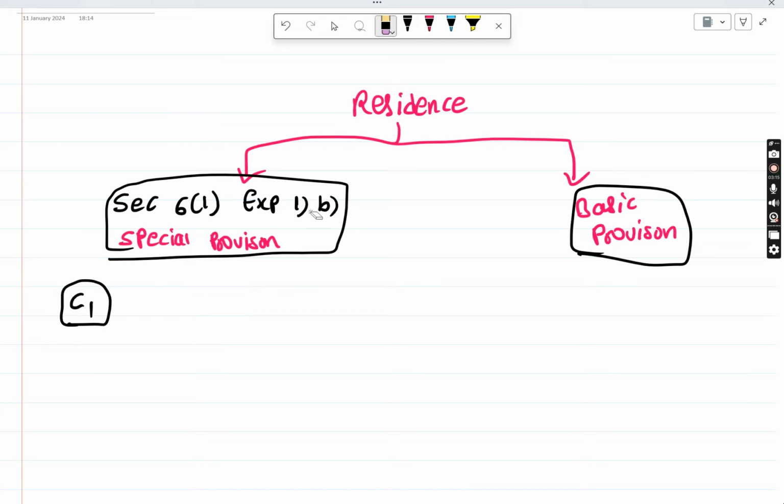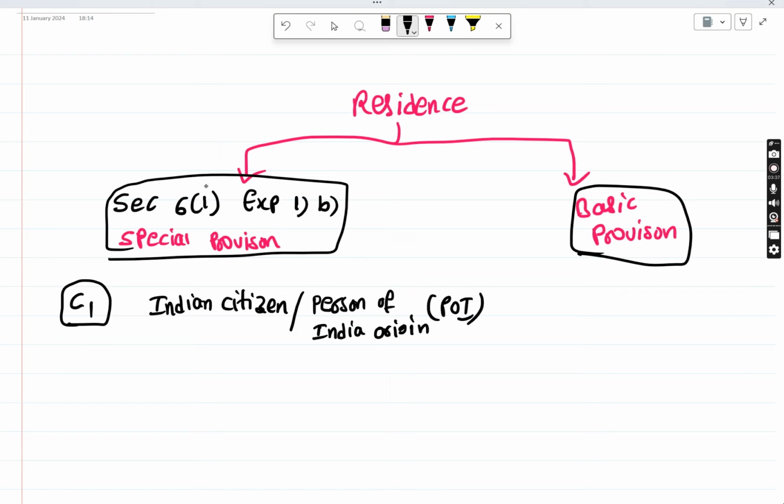is an Indian citizen or a person of Indian origin. I'm going to refer to this as POI, person of Indian origin. So our Indian citizen should be an assessee. Assessee means we are determining the residence of a person.